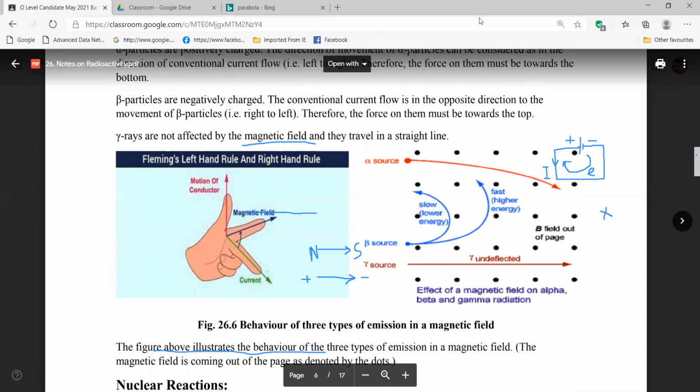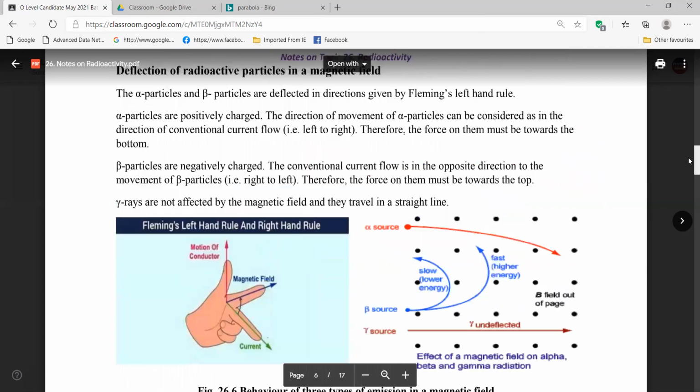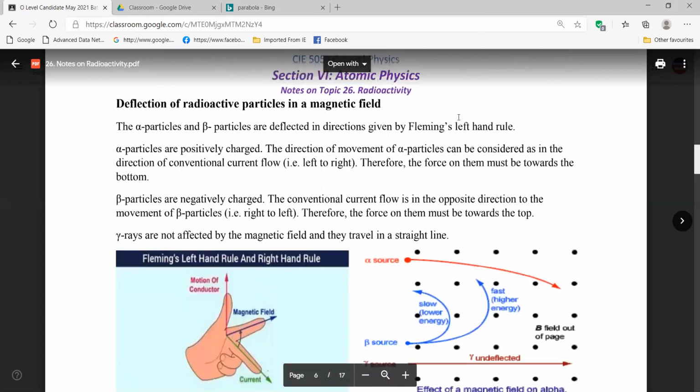So if all the things are clear, then you just go through this one. Read, please. From nuclear reactions, or no, from the alpha particles.